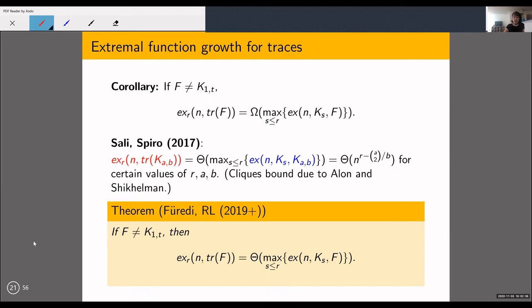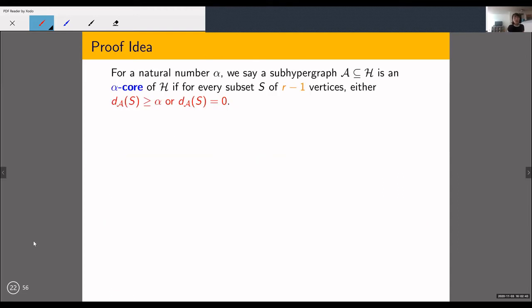Okay, so that was our theorem, and I will briefly go through a proof idea. The proof idea is that we want to restrict to a smaller subhypergraph of our hypergraph, which has very large minimum degree. But what we mean by minimum degree here is minimum codegree.